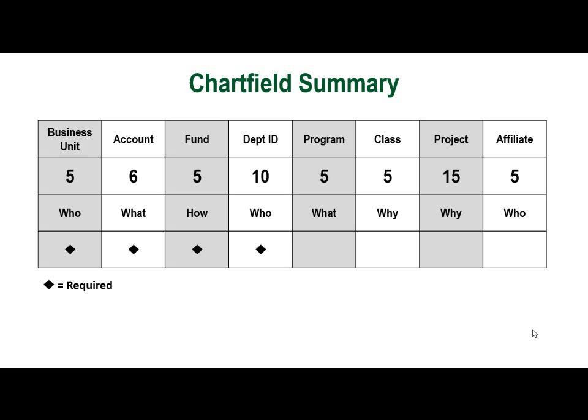A valid chart string in Vision must include at least the business unit, account, fund, and department ID fields. Some business units use program, class, and project for most of their work, but many do not. Each field has a set length from 5 to 15 spaces in length. Project codes can include both letters and numbers.